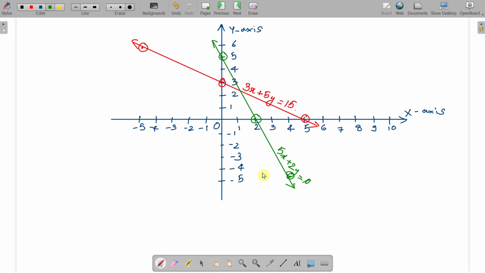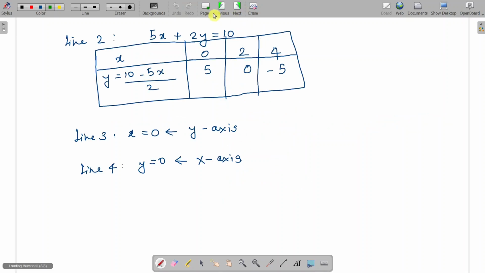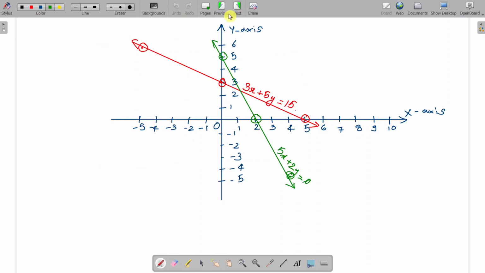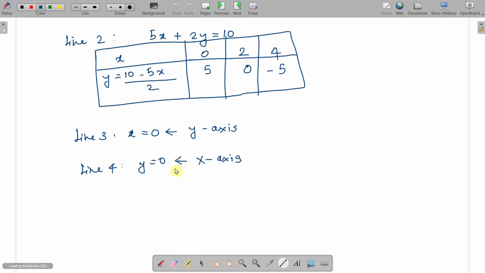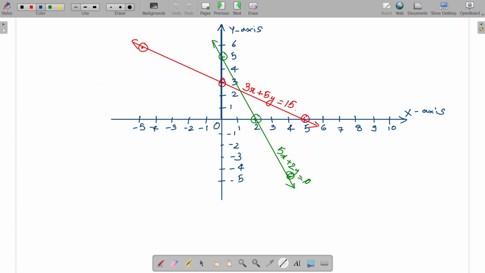Okay, now these lines will be what? X equal to 0 is the y-axis, so that is this line here, and y equal to 0 is the x-axis, that is this x-axis.